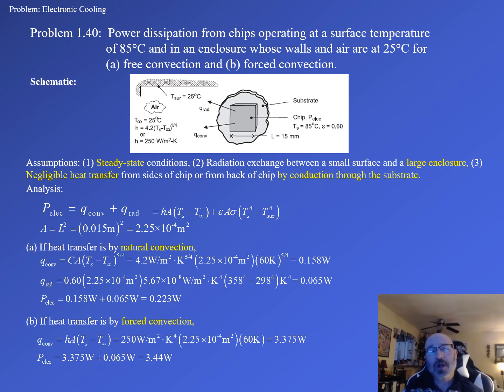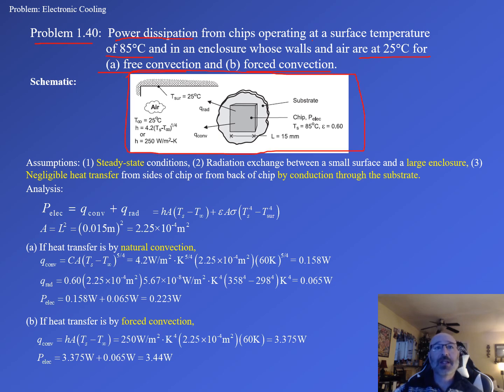So the first one that we just saw on the previous slide, a lot of the information was given to us in words in the problem statement. Whereas now in this same problem, rather than spelling it out and typing it out, they give us a rather brief description right here. They just tell us power dissipation from the chips operating at a surface temperature of 85 degrees Celsius in an enclosure whose walls and air are at 25 degrees Celsius for free convection, forced convection. So that's it there. They don't type out T sub s equals, T sub infinity equals, or any of that. What they do is they give us this schematic down here.